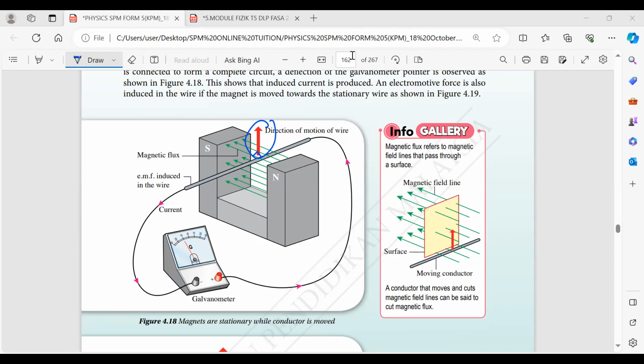Perhaps later when we come to questions, we can see the diagrams and examples, so I can explain in relation to this.